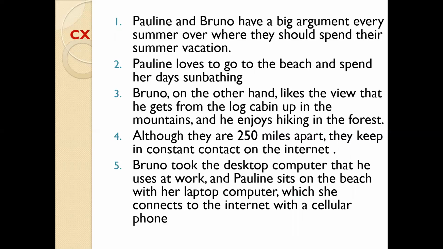Number two is a simple sentence. Pauline loves to go to the beach and spend her day sunbathing. We have multiple verbs, but we still only have one subject of Pauline. Number three is a compound sentence. Bruno, on the other hand, likes the view that he gets from the log cabin up in the mountains. That's one independent clause. It has a lot of prepositional phrases. Joined by the comma and a conjunction, he enjoys hiking in the forest is another independent clause.